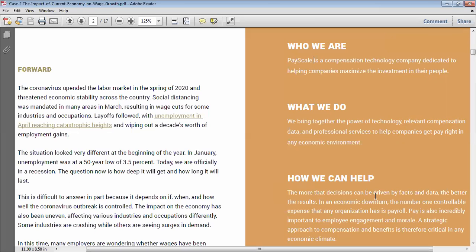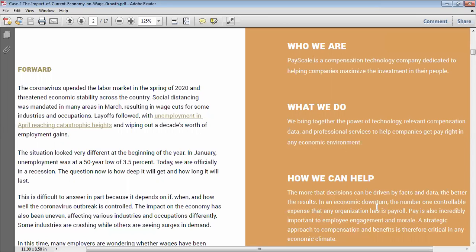The more that decisions can be driven by facts and data, the better the results. So when decisions are made based on facts and data, meaning survey-based, research-based information, the decisions will give better results. In an economic downturn, that is a recession, the number one controllable expense that any organization has is payroll, meaning compensation or salary. Pay is also incredibly important to employee engagement and morale. So a strategic approach to compensation and benefits is therefore critical in any economic climate.